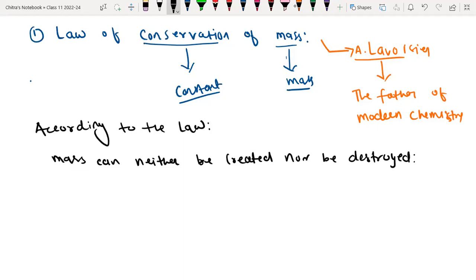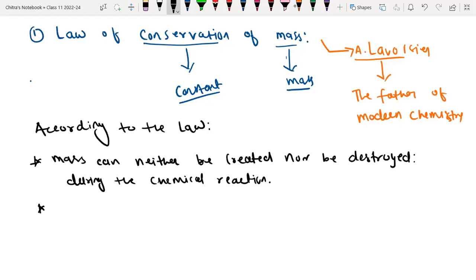During the chemical reaction. Mass can neither be created nor be destroyed during the chemical reaction. Hence, this is the statement. You can say the law states that mass can neither be created nor be destroyed during the chemical reaction.